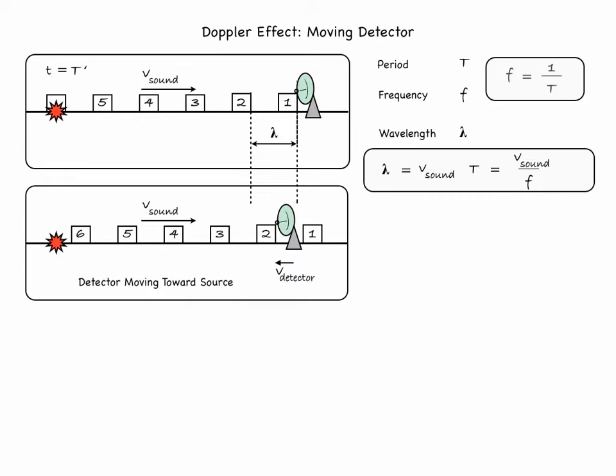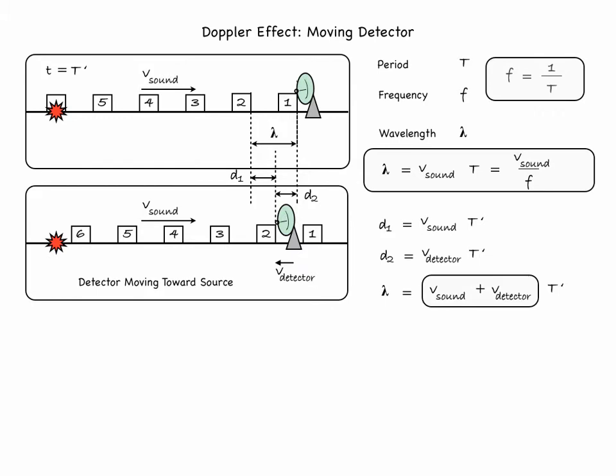Sometime later, at time t prime, the sound wave has traveled toward the detector, and the detector at the same time has moved toward the source, so that bleep 2 now arrives at the detector. It has traveled distance d1 equal to v sound t prime. In the meantime, the detector has traveled distance d2 equal to v detector times t prime. The sum of the two distances adds up to the spacing between two adjacent bleeps, lambda, or lambda must be equal to v sound times t prime plus v detector times t prime. We'll factor out t prime, and so we'll get v sound plus v detector times t prime.